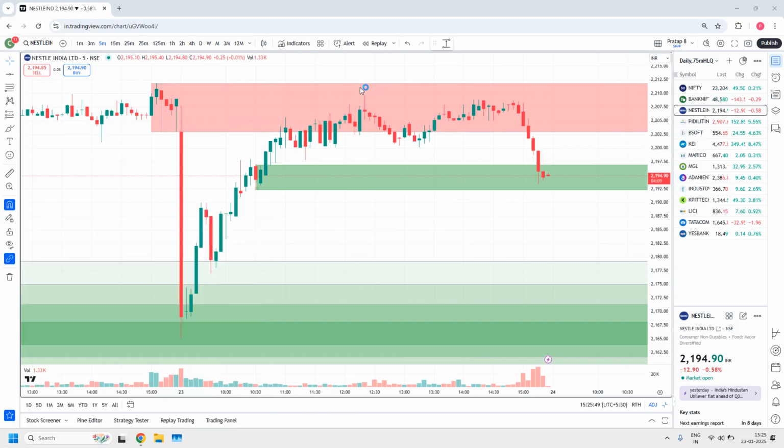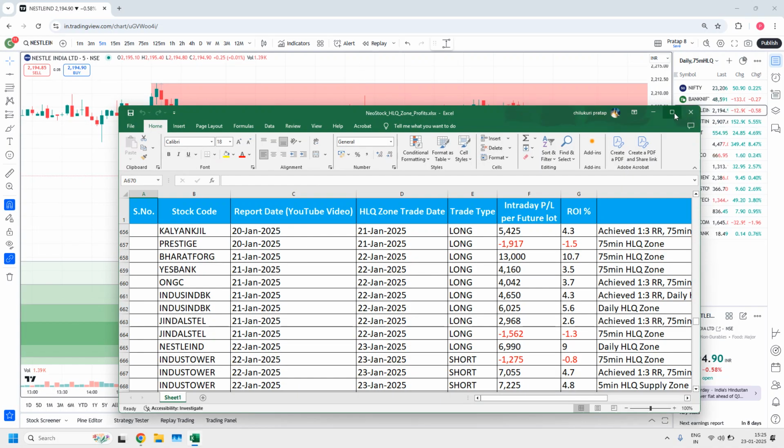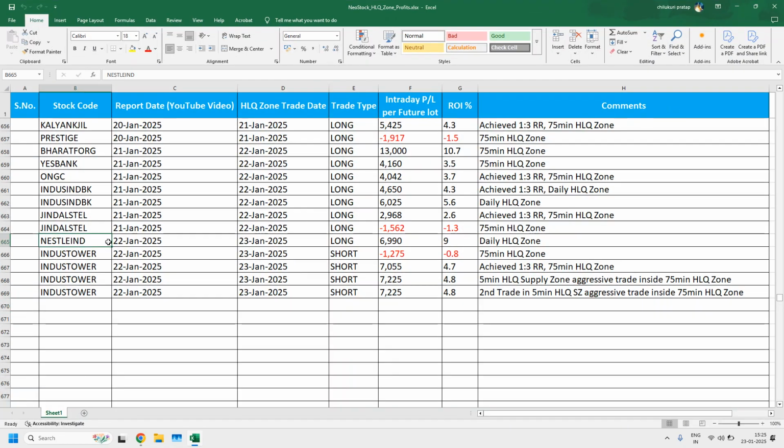Let me open the Excel sheet. Nestle has given 6,990 rupees profit, which is 9.9% ROI. You may say profit is very less and ROI is more. You see here, Indus Towers 7,000 profit, but ROI is only 4.7%. The reason is here you have around 1.5 lakh or 1,60,000 rupees margin you have to invest, your investment. But for Nestle Industries, your investment is maybe around 78,000. That's it.